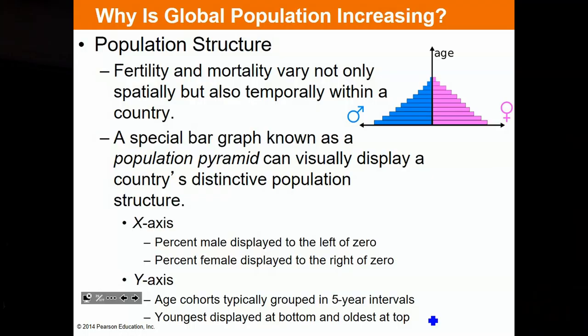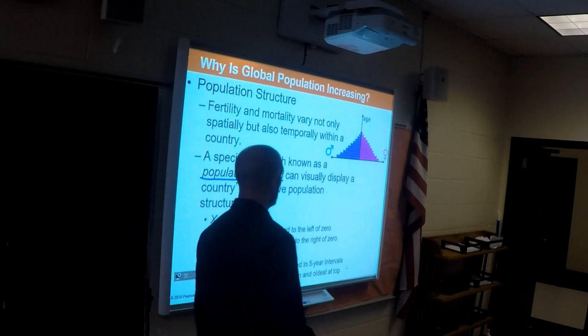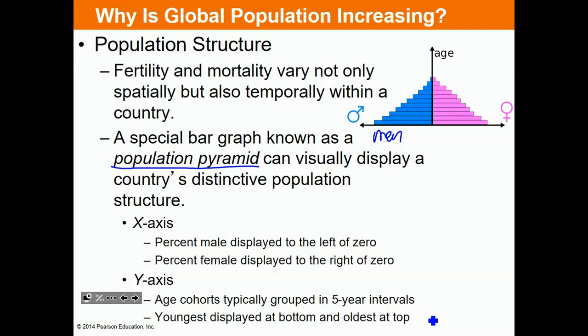Getting there. A population pyramid is going to be a visual display of the demographic situation of a country, or of a region, or even of a city. You can use these things at all scales of analysis. What they normally will do is show men and women, and then the age, as you can see here.